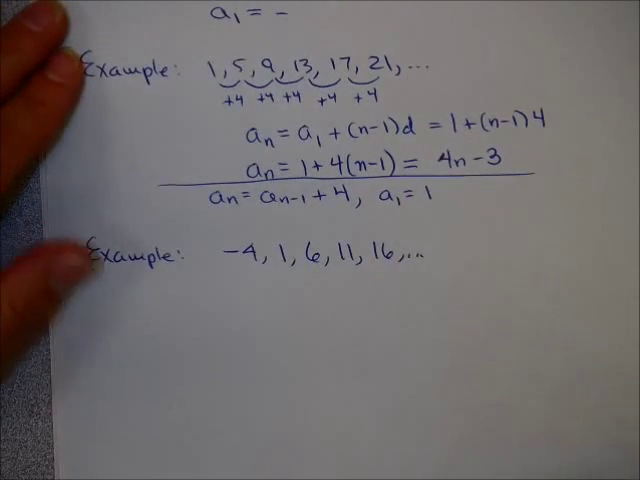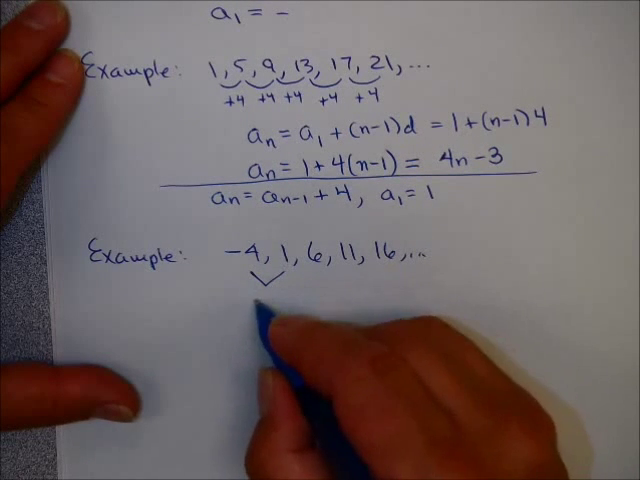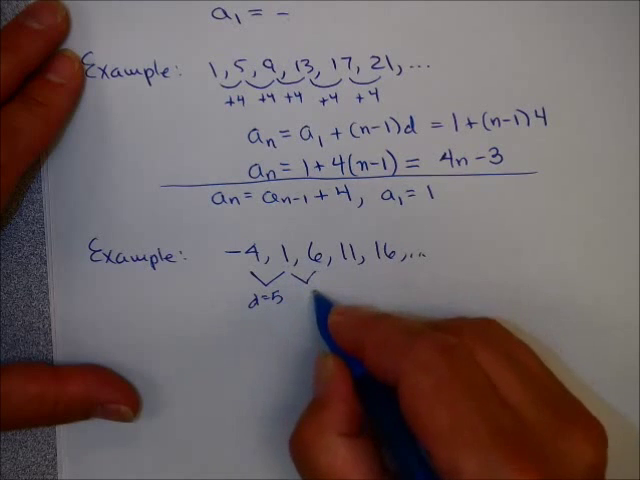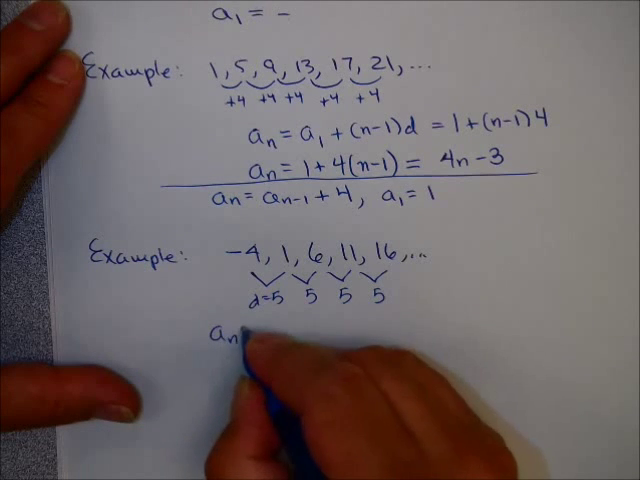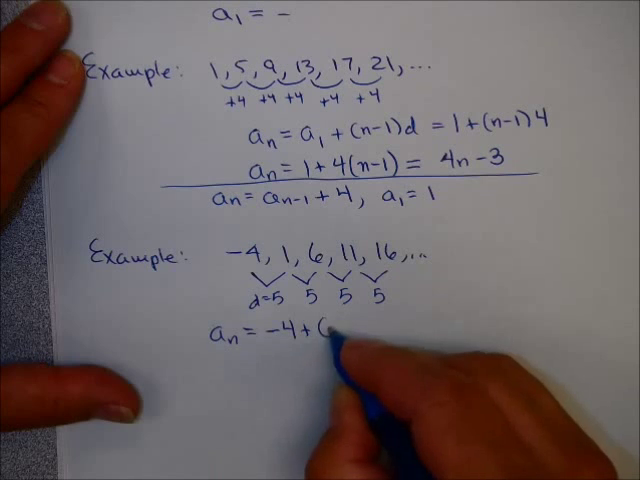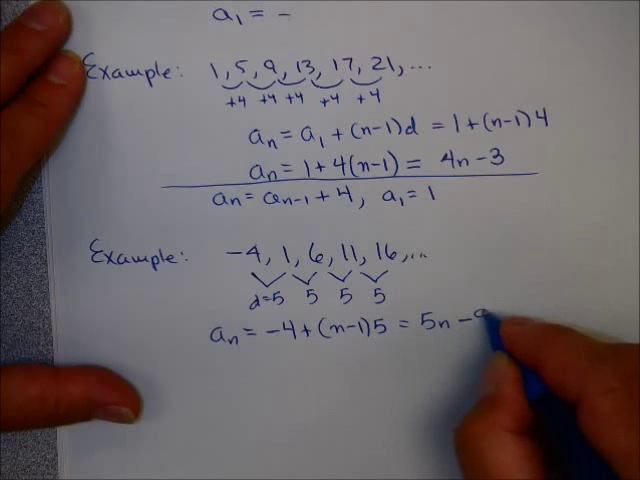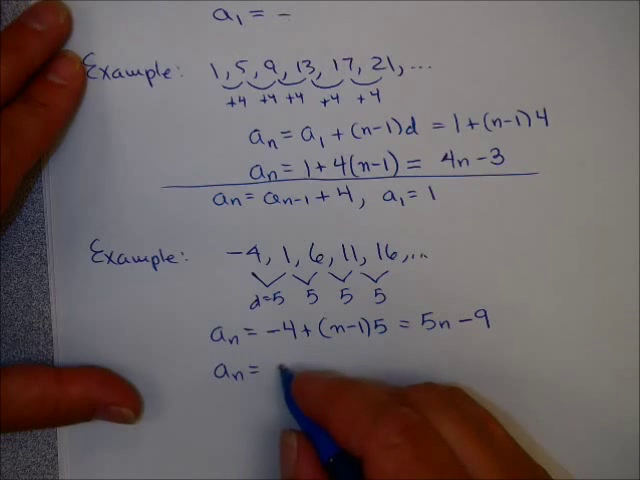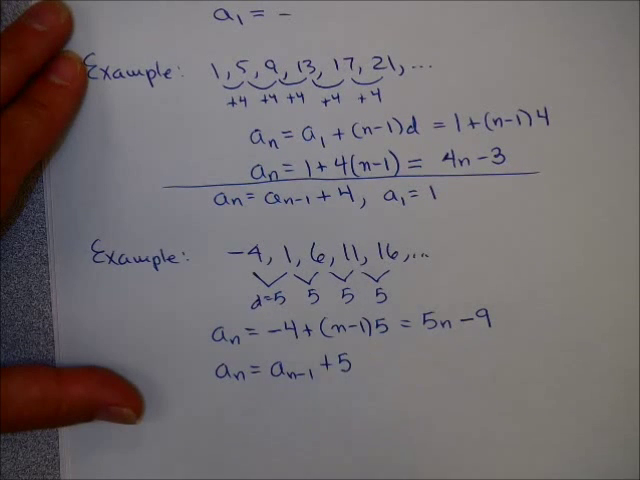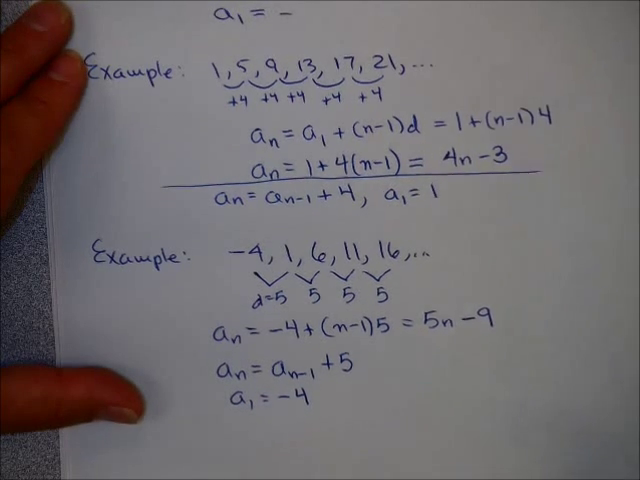Here's another example. You might want to try this on your own and start the video when you're finished. Notice here the common difference is 5. I'm adding 5 each time to get these things. So for an explicit formula, I have the first term plus n minus 1 times 5. And again, you can clean that up and get 5n minus 9. Okay? For a recursive formula, I could say a sub n equals the previous term, a sub n minus 1, plus 5, and the first term is equal to negative 4. Either way gives you the sequence.